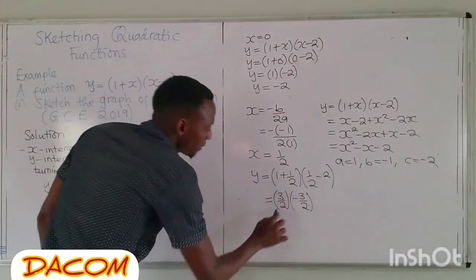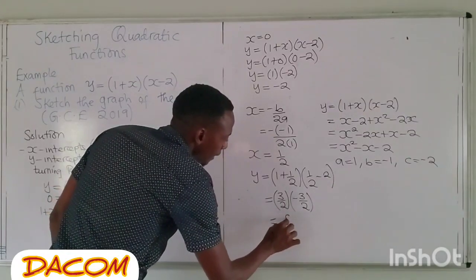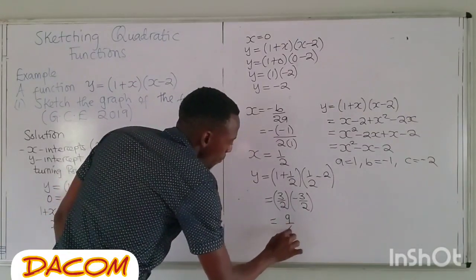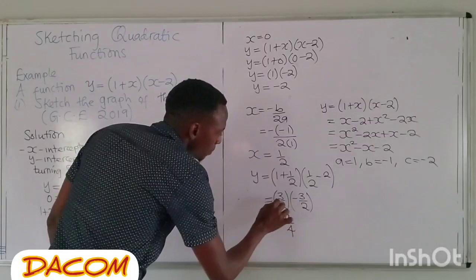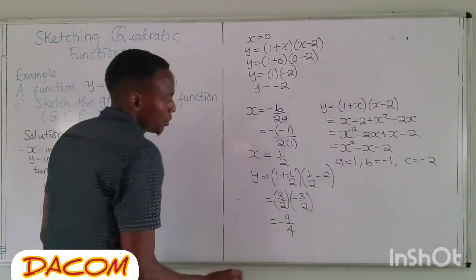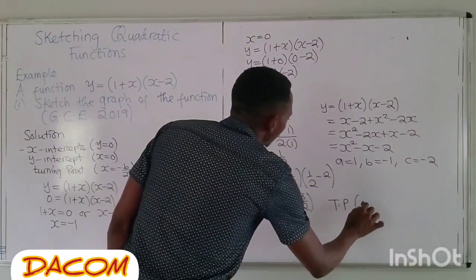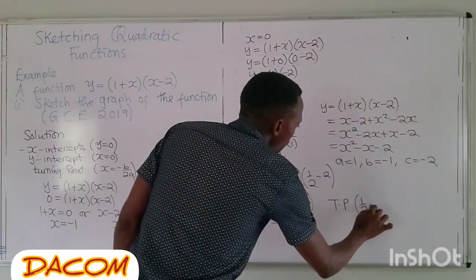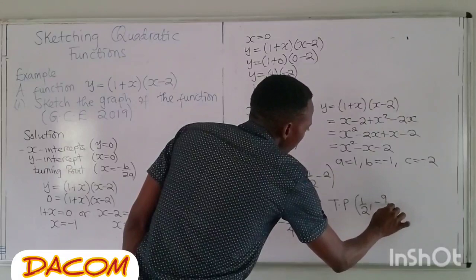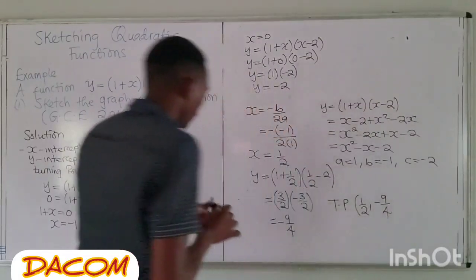So here 3 times 3 gives us 9. 2 times 2 is 4. There is positive times negative, which gives negative. So our turning point will be 1 over 2 comma negative 9 over 4.